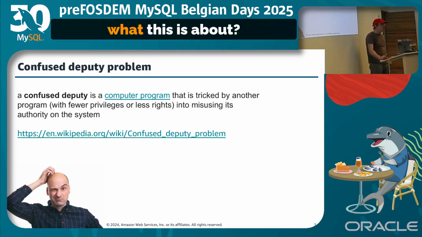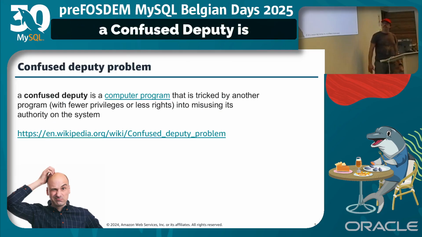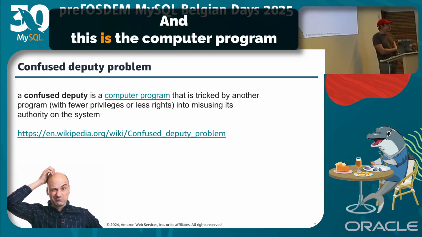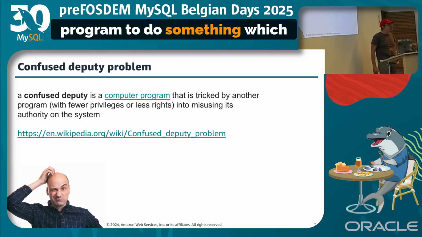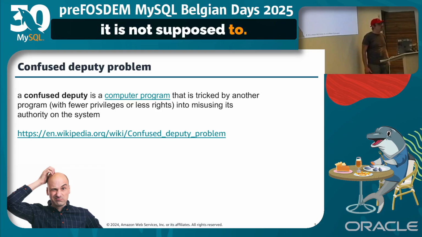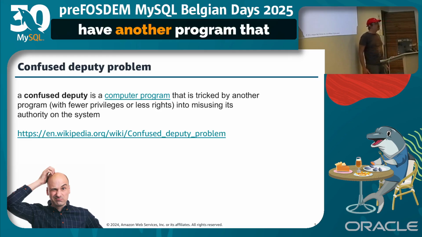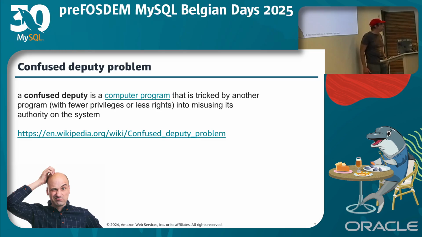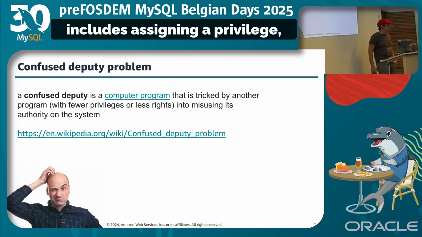So, what is this about? According to Wikipedia, a confused deputy is a computer program that is tricked by another program to do something which it is not supposed to. So we have one program that, let's say, runs as root, and we have another program that somehow tells that root program to do things. And those things usually include privilege escalation.